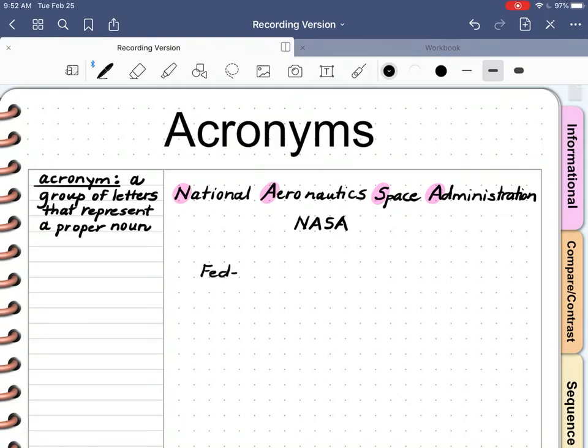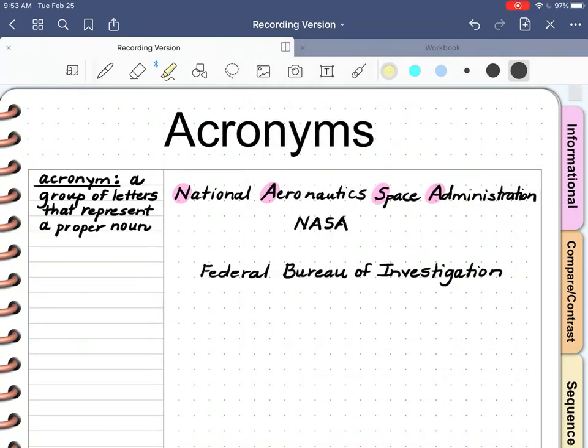Federal Bureau of Investigation. Let me turn the color to something different here. FBI. You don't count that little word that's not capitalized. So you would have FBI. It's the acronym for Federal Bureau of Investigation.